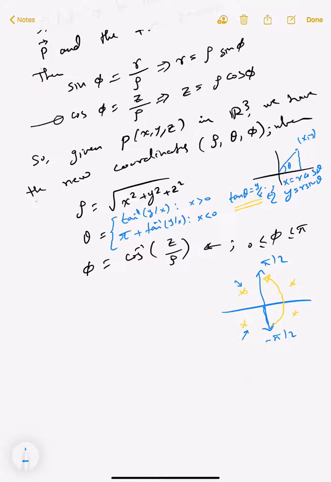Of course, what happens when x is 0? When x is 0, that means your point is either on the positive y-axis or the negative y-axis. If it's on the positive y-axis, the angle is pi over 2. If it is on the negative, the angle is negative pi over 2. So these together are the so-called spherical coordinates.